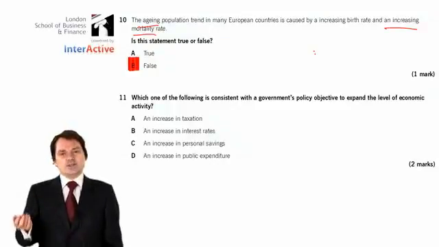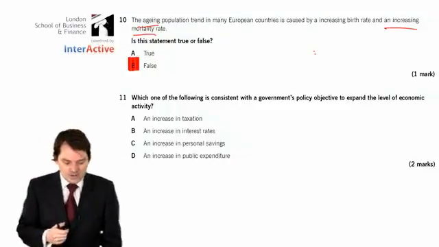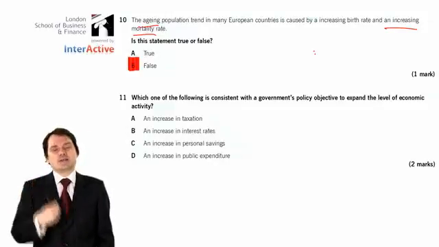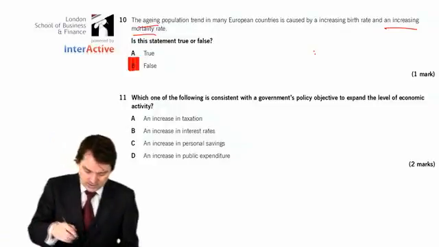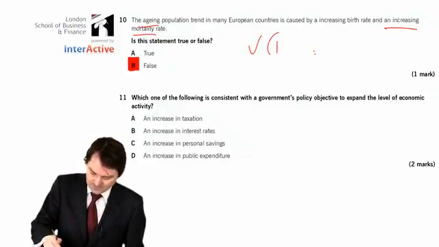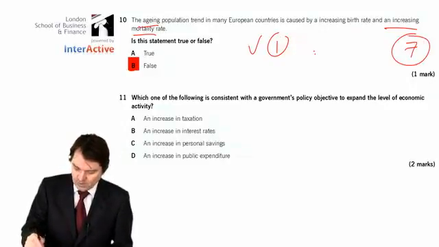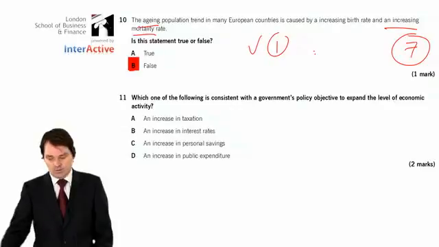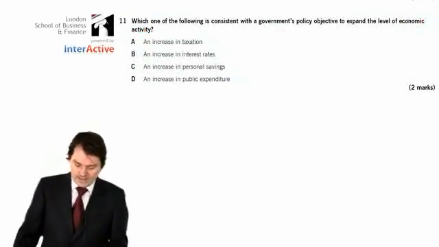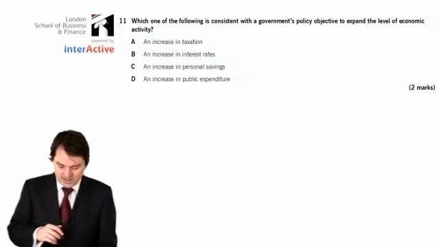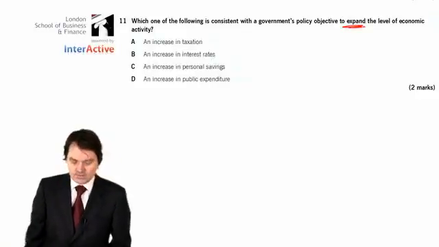Just like question 1, it just doesn't make sense. They're saying one thing and they're giving the opposite reason. So an ageing population would be because mortality rates are going down, not going up. So it's got to be wrong. So that one is false. And again, I would hope everybody would get that one. So we are now, I reckon, up to at least 7 marks that we're fairly confident about. Number 11. Which of the following is consistent with a government's policy objective to expand the level of economic activity?